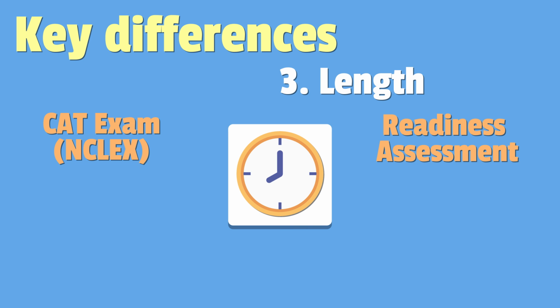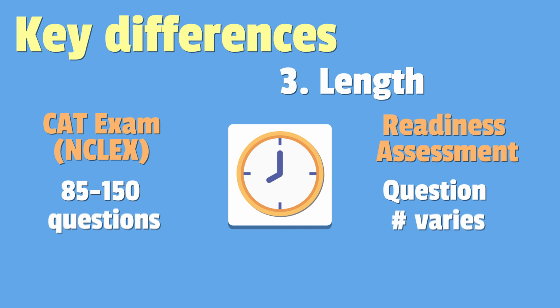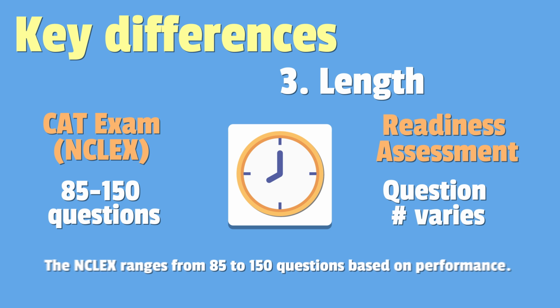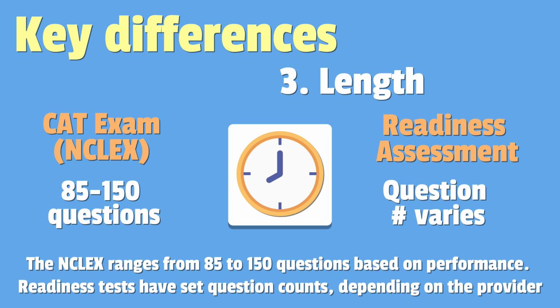Next, let's talk about length. The NCLEX CAT exam can be as short as 85 questions or as long as 150 questions. It all depends on your performance. For readiness assessments, these often have a fixed number of questions, which can vary depending on the provider.